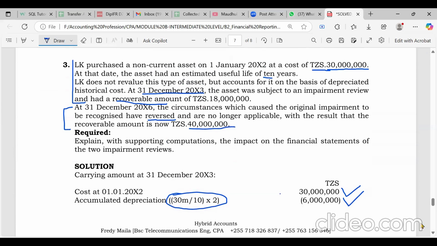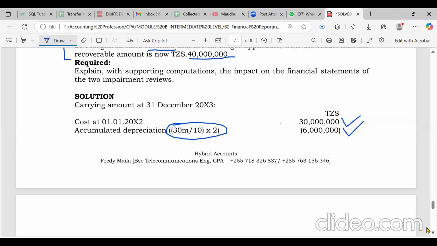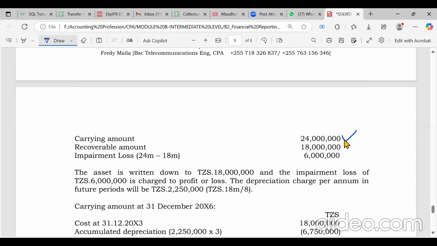which is 18 million, right? You compare and obviously see that in the books I have more than what I can recover. So I really need to write down the value of my assets. You would say this asset should be written down. It should be credited by 6 million, while the corresponding figure is debited in the income statement as an impairment loss. The asset is written down in the statement of financial position, and the impairment is charged to profit or loss.